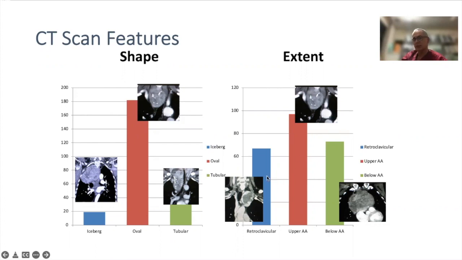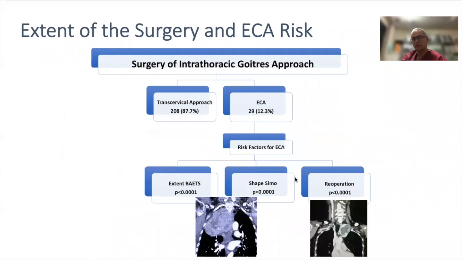The extent is also very important. We found that a number of them were retroclavicular, a lot of them were just reaching the aortic arch, and some went beyond the aortic arch. The group just above the aortic arch will be quite easy to remove through a transcervical approach, whereas if you go below the aortic arch, that is going to be much more difficult.